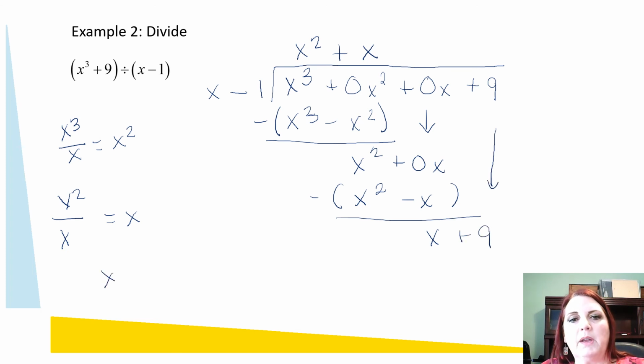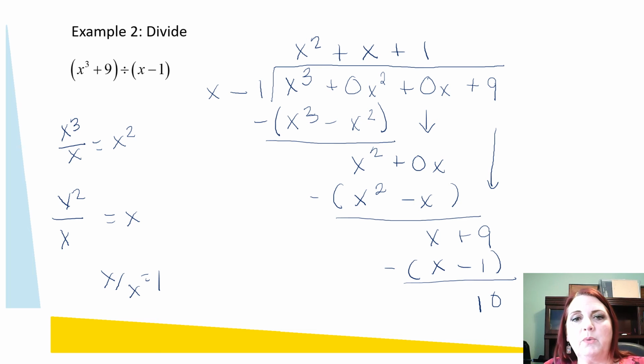Well, x divided by x is 1. That's our next term in the quotient. 1 times x is x. 1 times negative 1 is negative 1. So then we're going to subtract that. x minus x is 0. 9 minus negative 1 is 10.